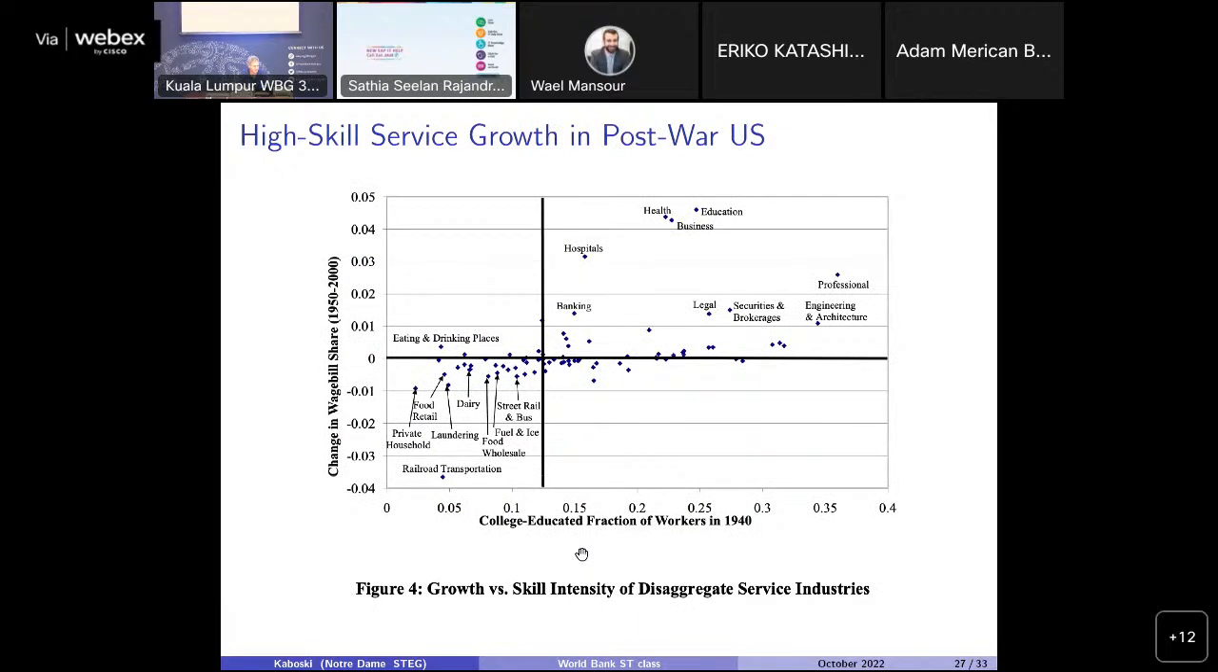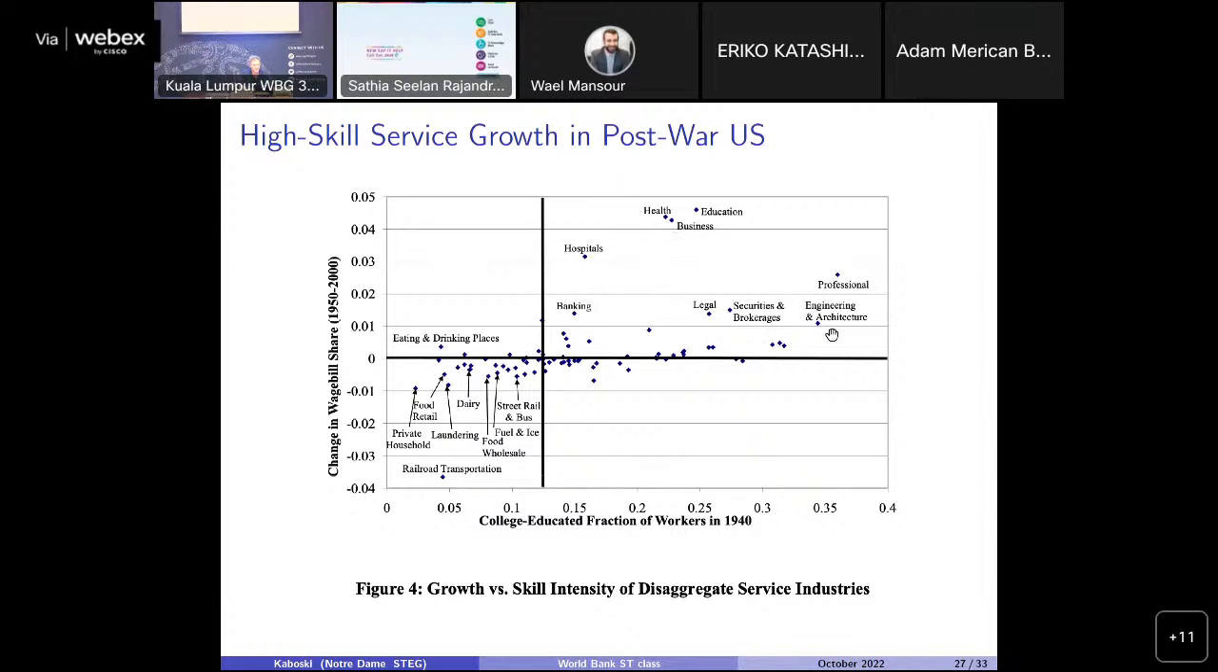So this is from our earlier paper. What we've done is look at different industries. This is the change in the wage bill share over the college-educated fraction of workers in 1940, and then we look from 1950 to 2000. What you see is the ones that are growing, where the wage bill share or the sectoral share of the industry is growing. This uses census data, so we can only look at labor payments, not capital payments.